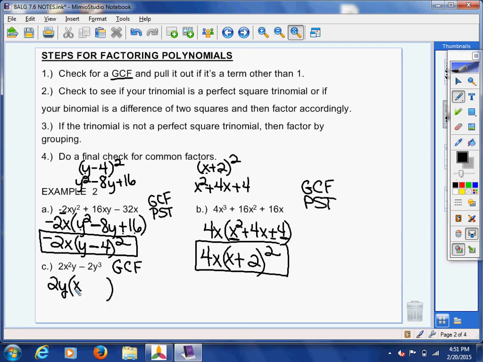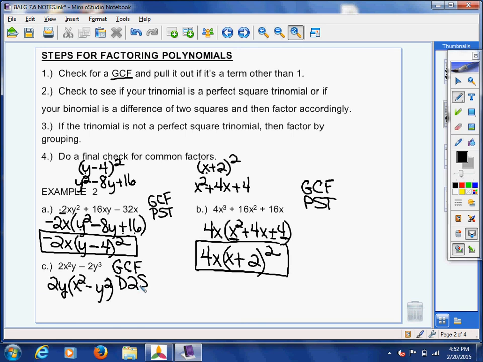Let's pull out, let's see what's left. It looks like I have x squared minus, and then it looks like I have y squared. Now this time I don't have a trinomial, okay? I don't have a trinomial, but it looks like I have a binomial. Let's check and see if it's a difference of 2 squares, okay? Let's see if it's a difference of 2 squares.